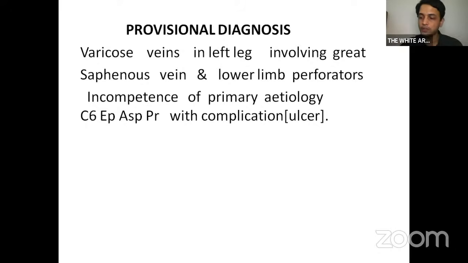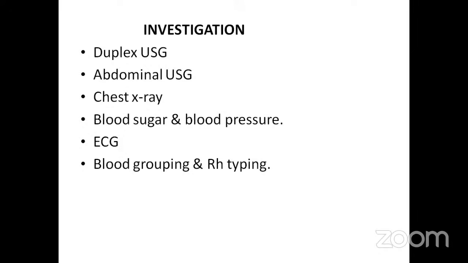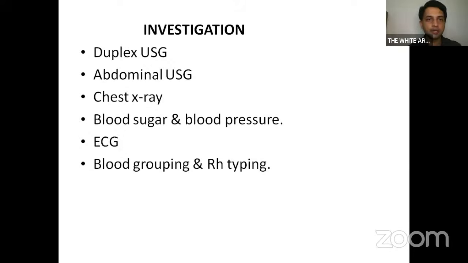Okay, so next. Now the question will be, how do you manage this case? First of all, sir, a 70-year-old gentleman with left lower limb varicose veins, with two venous ulcers, with diabetes mellitus and hypertension. How do you manage?